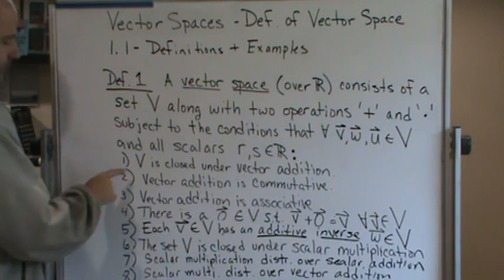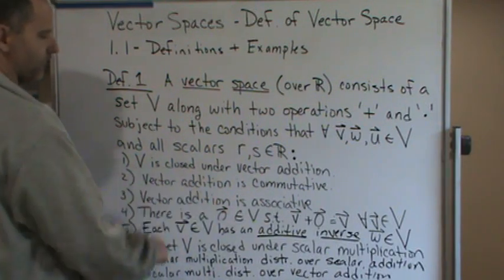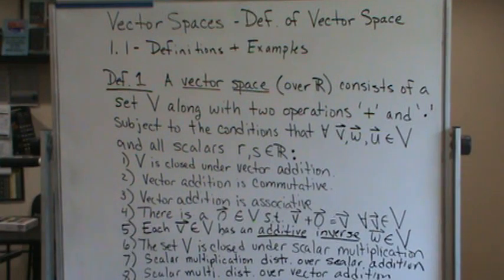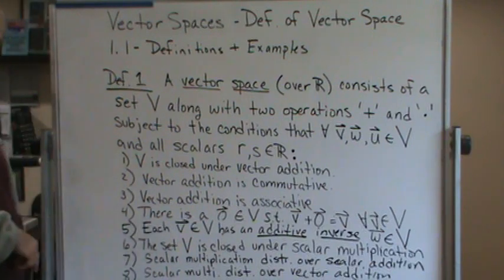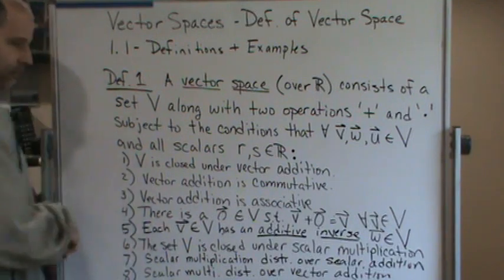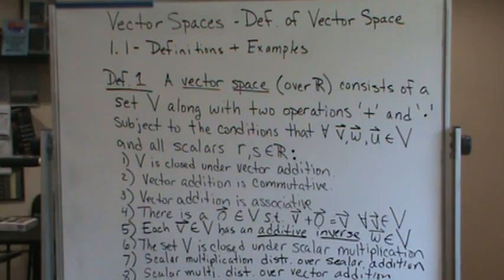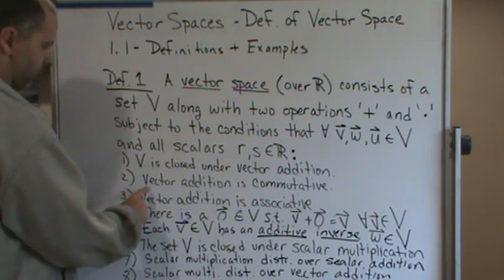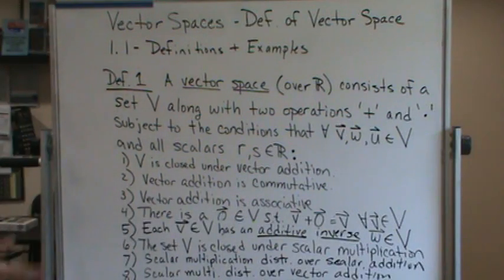1, the set V is closed under vector addition. Okay, what does that mean? It means that any two vectors in the set V that you add together will give you another vector that will be in V. So when you add two vectors in V, you will never get a vector that's outside of V. 2, vector addition is commutative. So it doesn't matter which order you add vectors, you'll get the same vector.